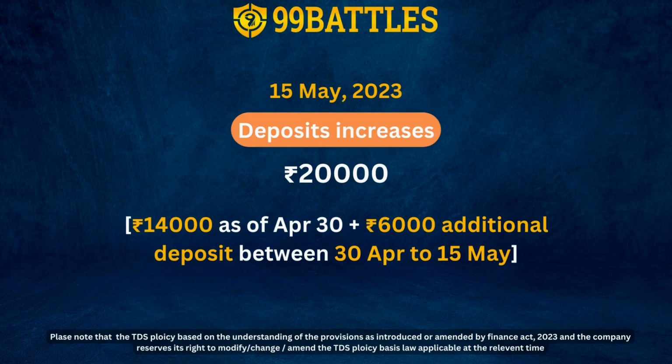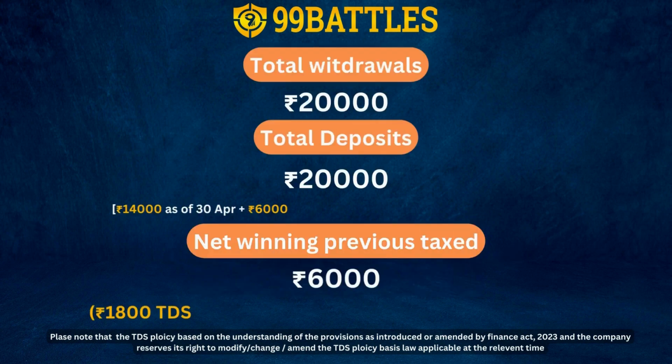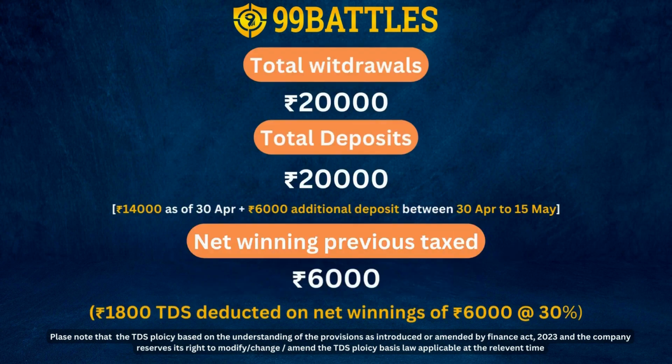Rupees 14,000 as of 30th April plus Rupees 6,000 additional deposits between April 30th to 15th May. Then following will be the status of your account. Total withdrawal is Rupees 20,000. Total deposits is Rupees 20,000.